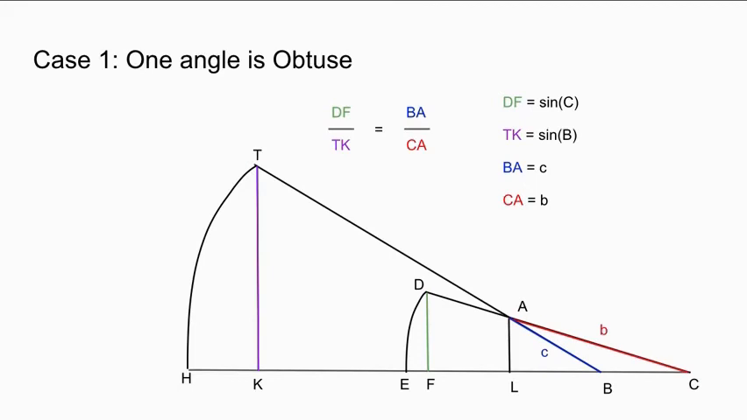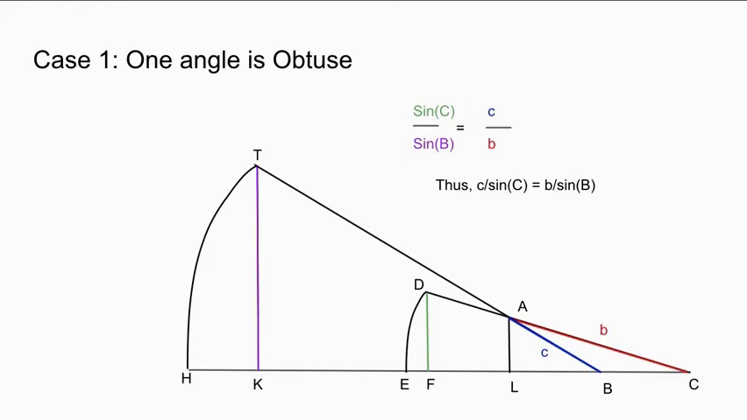Since DF is equal to sine C, TK is equal to sine B, BA is equal to C, and CA is equal to B, we can change the formula to sine C over sine B is equal to C over B. Thus, C over sine C is equal to B over sine B.